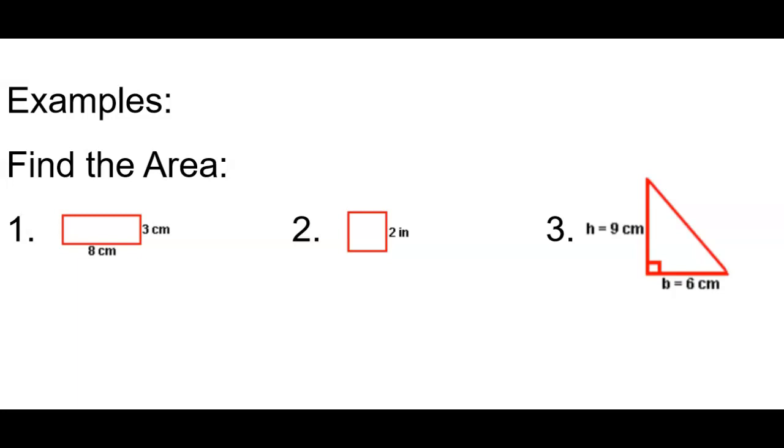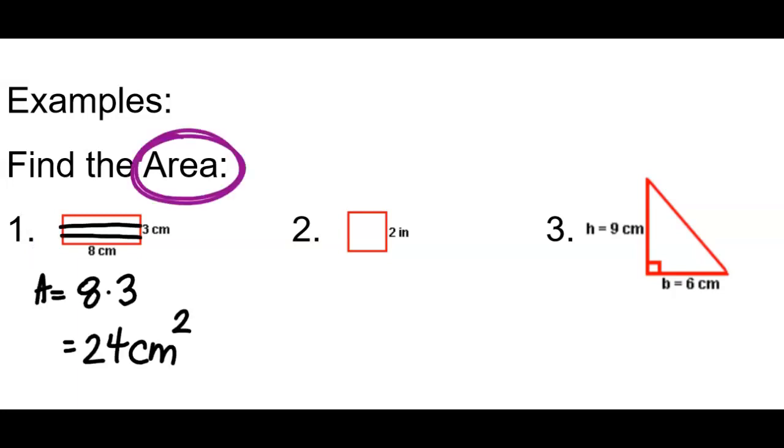So for number 1, that's a rectangle, right? So I'm going to use the area of a rectangle, which is A equals, I should have written that on there. Sorry. A equals length times width, right? And so my length is 8 centimeters, my width is 3 centimeters. I multiply them together to get 24 centimeters squared.